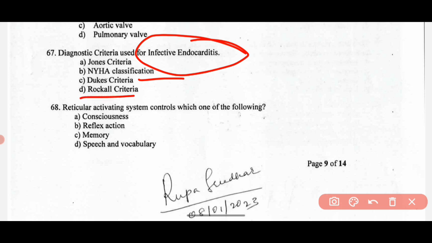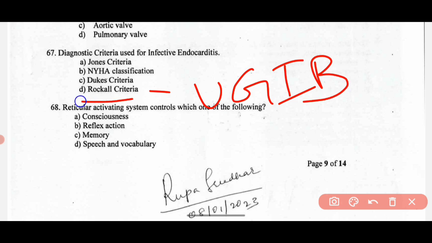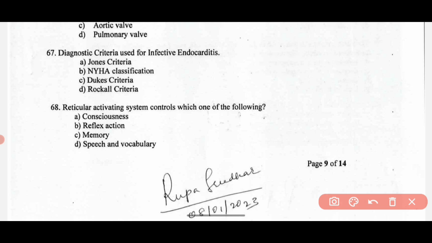What about Rockall criteria? Rockall criteria is used for assessing the risk of upper GI bleeding. Upper GI bleeding, what criteria are they using? Rockall score or Rockall criteria. So on the whole, for question number 67, infective endocarditis is assessed by the criteria called Duke's criteria. Option C is the right one.